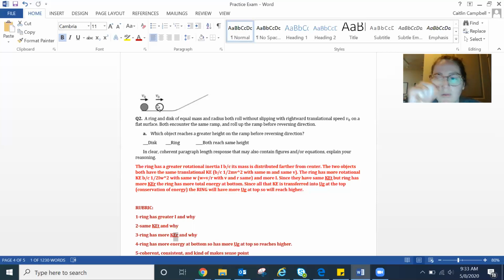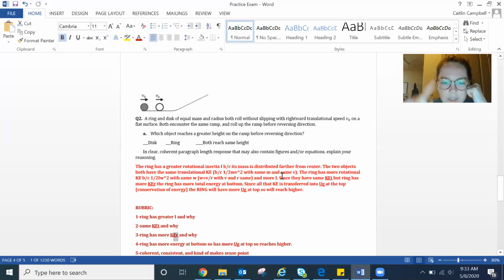And actually, we know that omega, the rate at which it's spinning, is going to be the exact same because they're the same radius going at the same speed. So if you think about it, I have two wheels of the same radius, and they're going forward at the same speed, there's no way that one is rotating faster than the other because they're going forward at the same speed and they're the same size.